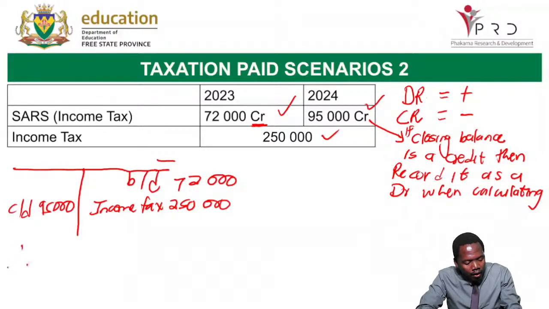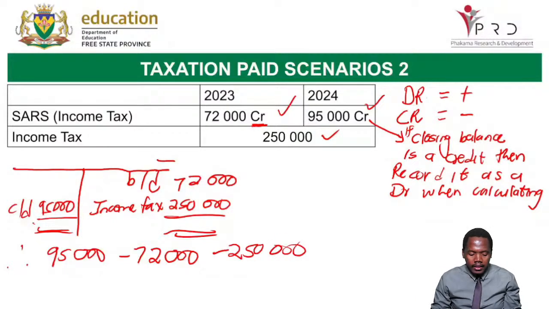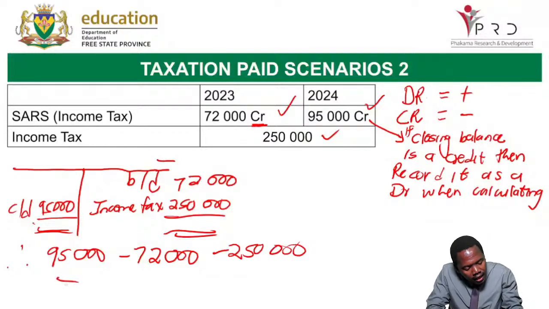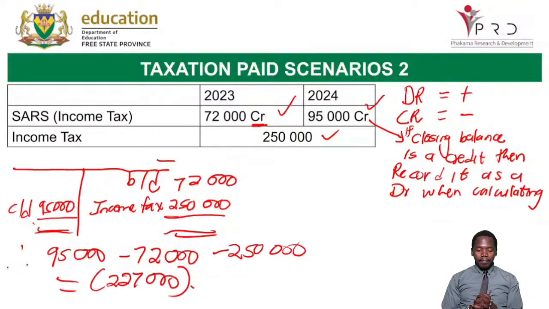Now, what are we doing? Therefore, when we punch our calculator, we're going to say 95,000, which is on my debit side, as you can see here, minus 72,000, minus 250,000. Now, let's see how much we're getting here. 95,000, minus 72,000, minus 250,000. Then our answer becomes an outflow of 227,000.